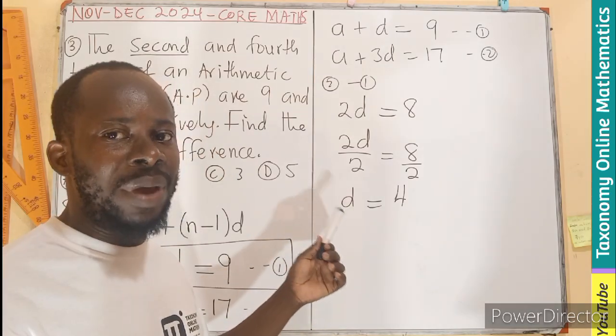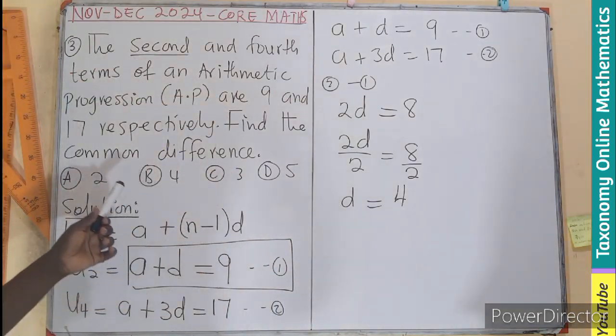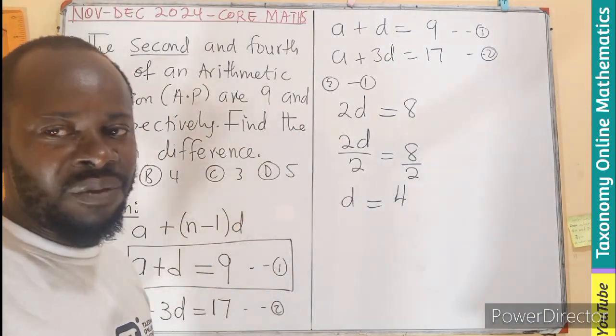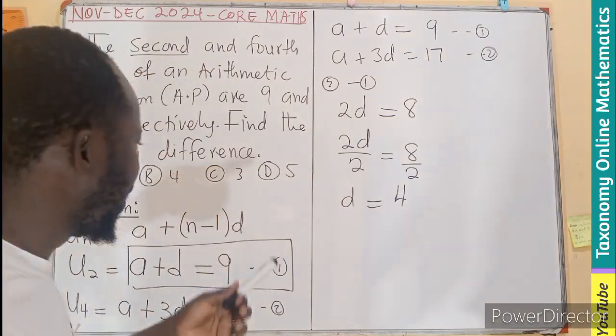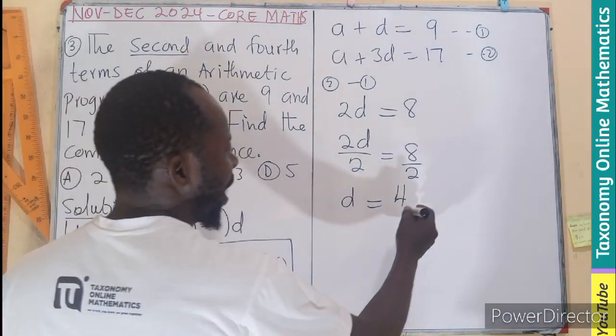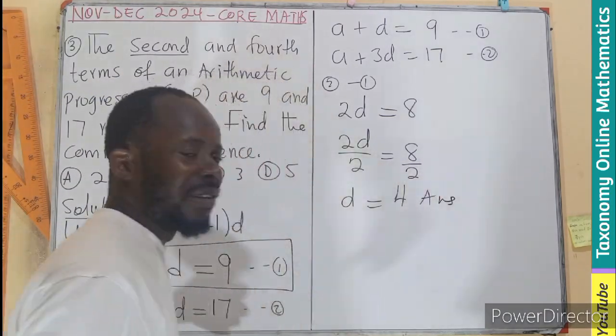But it happened that we have the d first, which is what we are looking for, the common difference, which is the d. So no need going further finding the a, because we need only the d. So the option we can go for will be option B as our final answer.